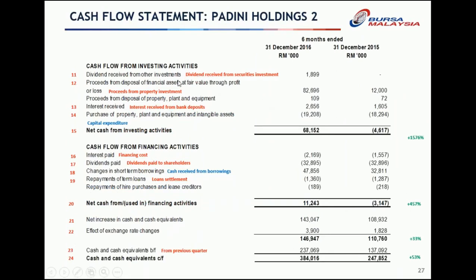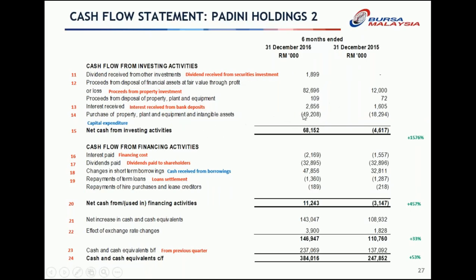You can see that dividend received from other investment, it is dividend received from securities investment, okay, because they also have other sources of income. Then they have proceeds from disposal of assets, okay. So they disposed an asset which generated 82 million, and proceeds from disposal of property, plant and equipment is negligible. Interest received has a lot to do with maybe bank balances, okay.